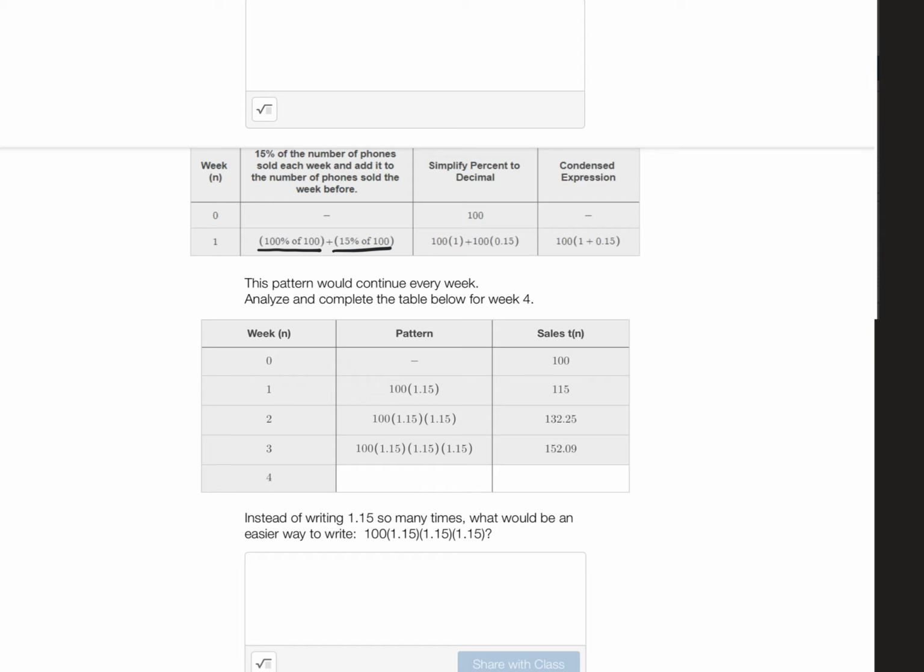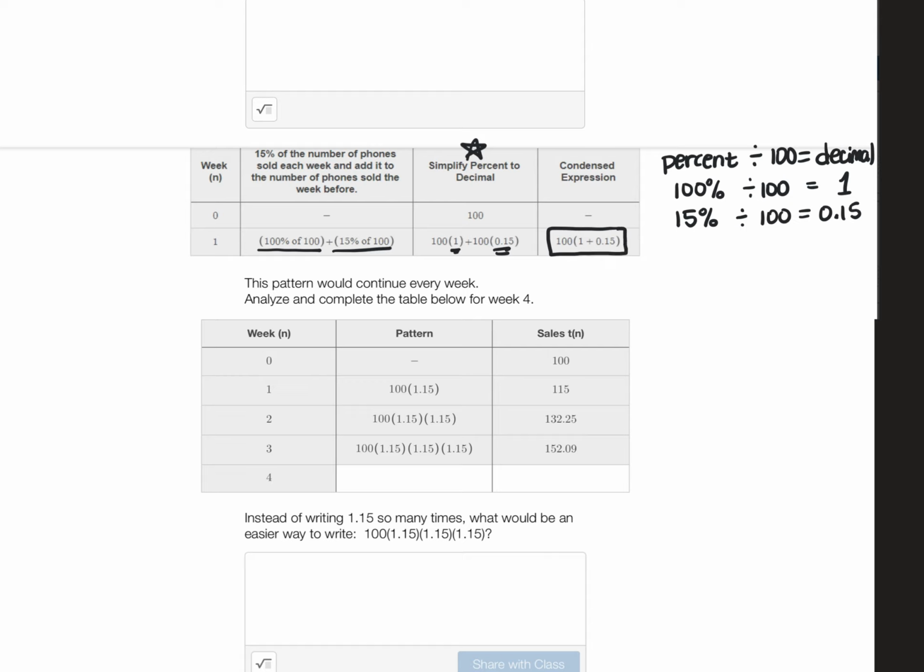Now, this column here, we're simplifying each percent to a decimal. So here's how we do that. You take the percent and you divide by 100, that's going to give you your decimal. So for our 100%, when we divide that by 100, we're going to get 1. So when I write 100% as a decimal, I get 1. When I write 15% as a decimal, I will get 0.15, and that's why we see those expressions written there. So when I simplify that a little bit further, I get this expression.